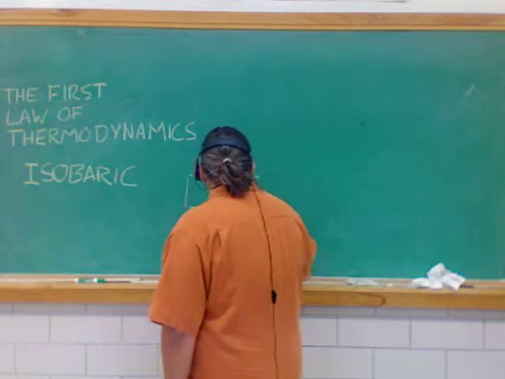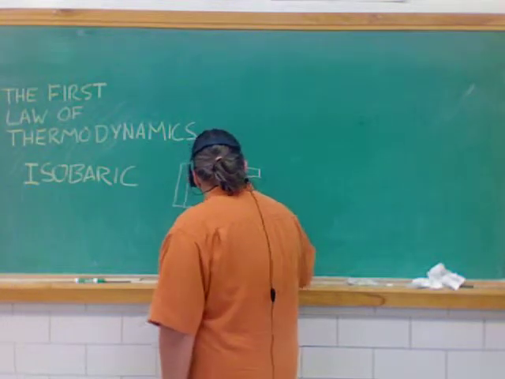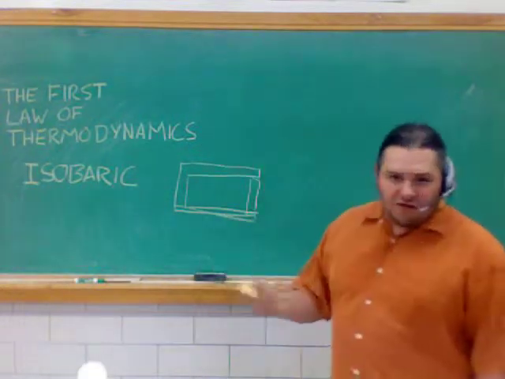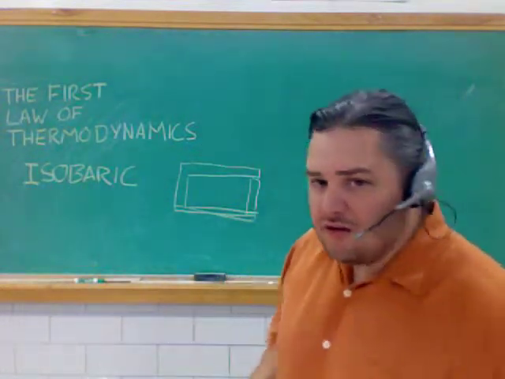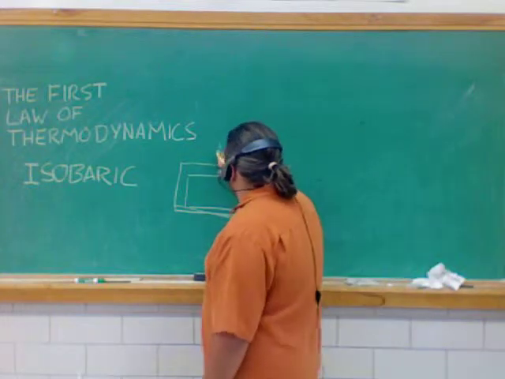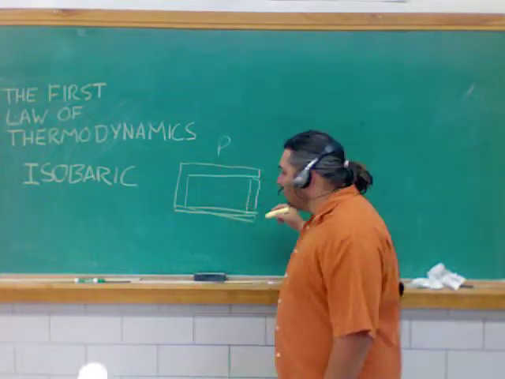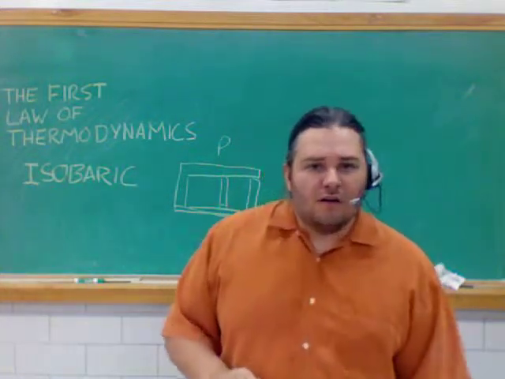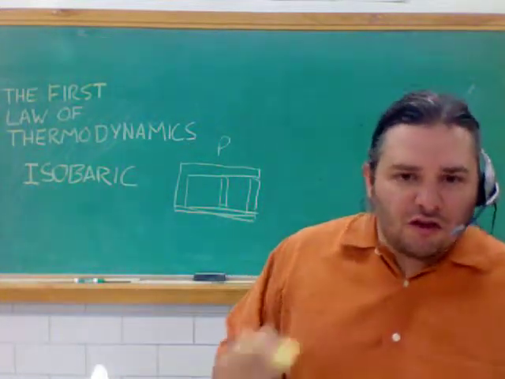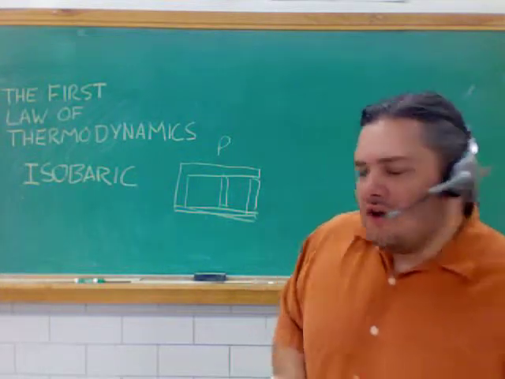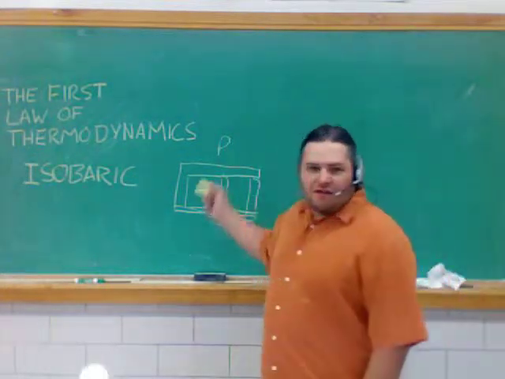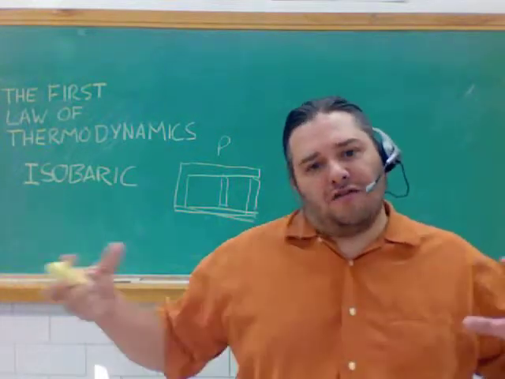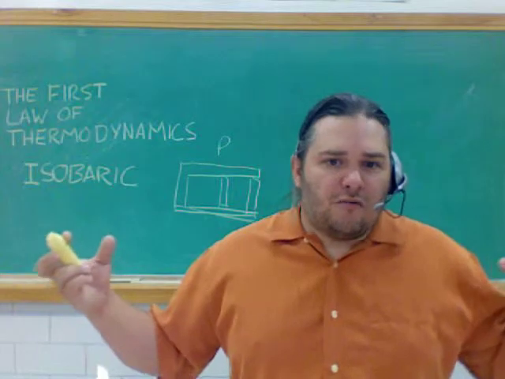So if I have a piston right here, and the pressure inside the piston remains constant, okay, so the pressure inside of here remains constant, and I were to reduce the volume in there, okay, that's an isobaric system, as long as the pressure remains constant. Now, in order for that pressure to remain constant, things must be done. It's like expanding a piston and having the pressure remain constant.